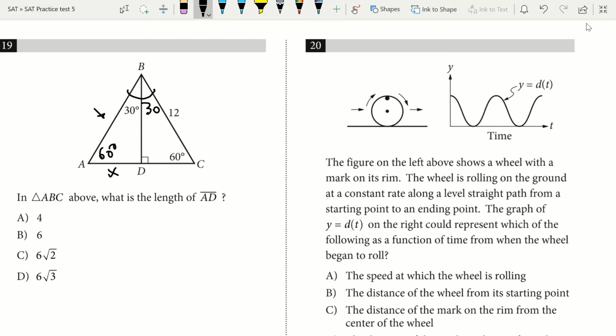If I have a 60, 60, 60 triangle, all my sides are the same, so I have a 12 there, a 12 from A to C. So then from A to D is going to be half of A to C, so half of 12 is 6. My answer is going to be B.